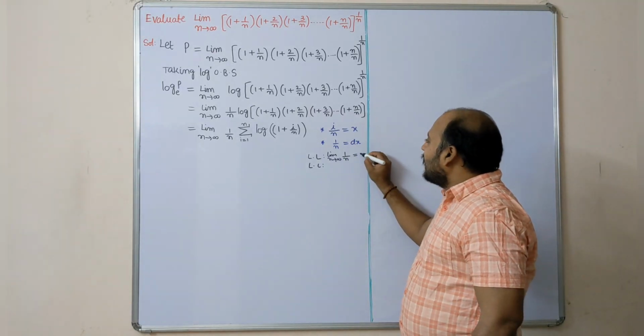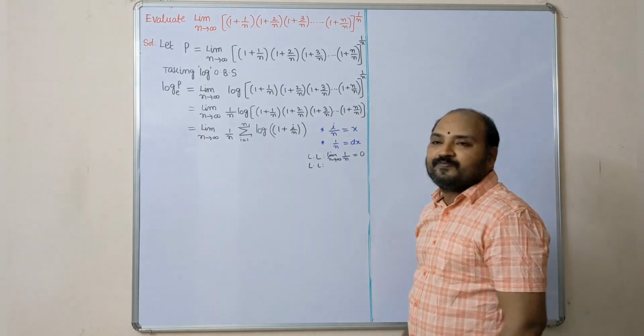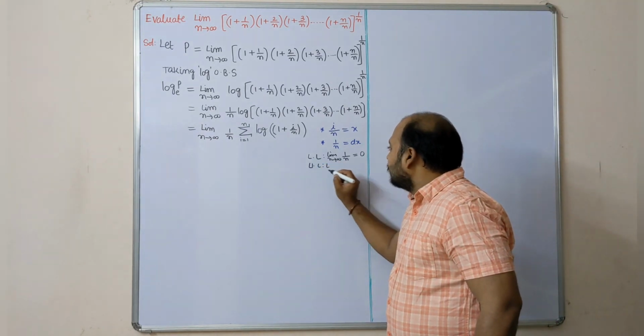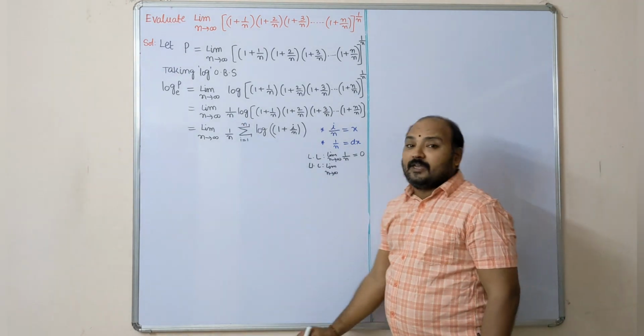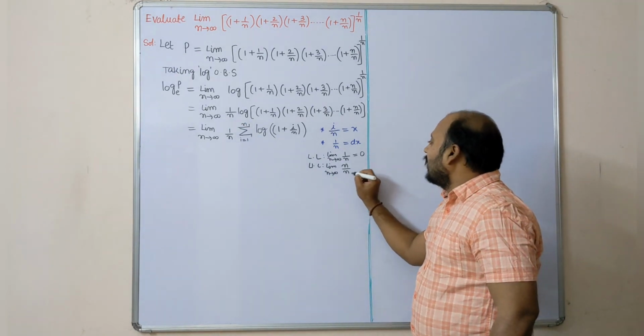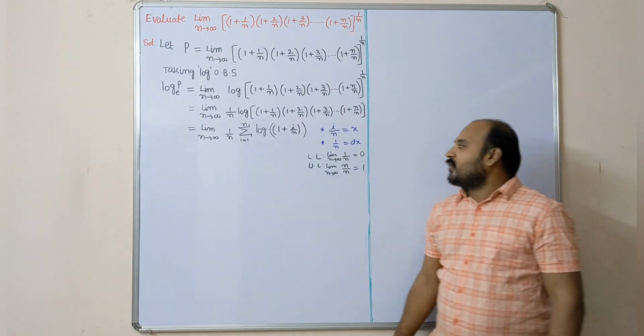As n tends to infinity, 1 by n is always 0. Limit n tends to infinity, 1 by n is 0. Upper limit: limit n tends to infinity, final value of i, n, divided by the total number n. n by n is equal to 1. The limit of a constant is constant.